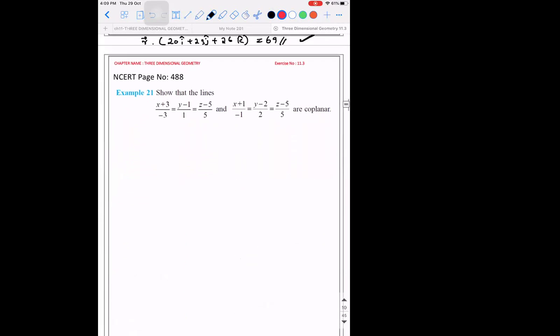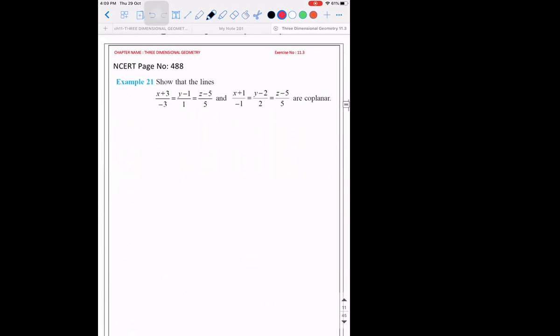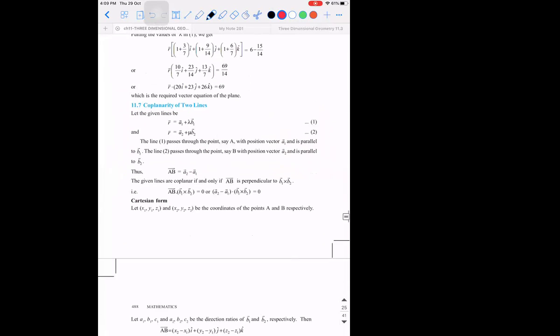Okay. Now see. Next is coplanarity of two lines. So how to prove that two lines are coplanar? What do you mean by coplanar? Co refers to same, planar refers to same plane. So here our work is to prove that there are two lines and both the lines belong to the same plane. So how do we prove this? So write down the heading.